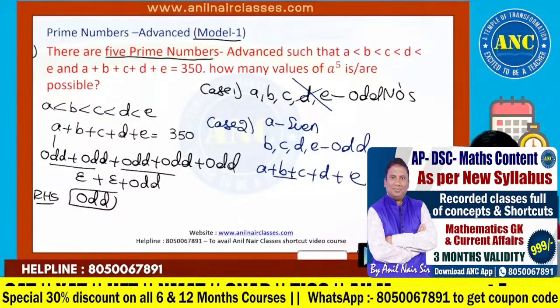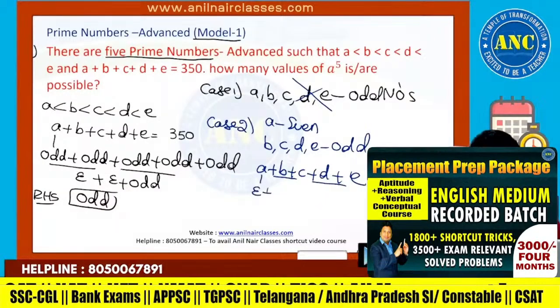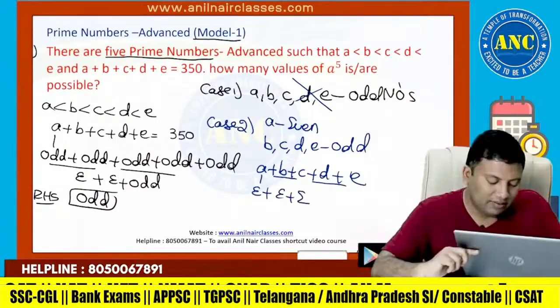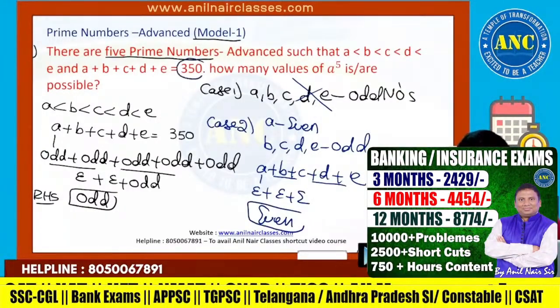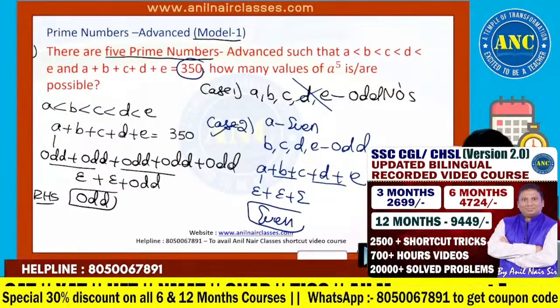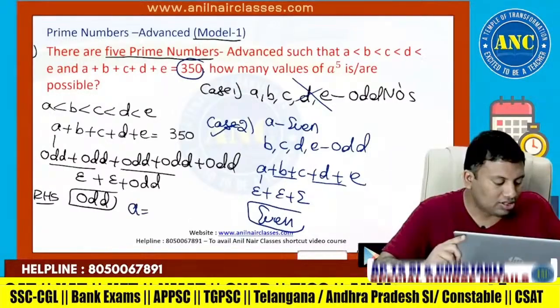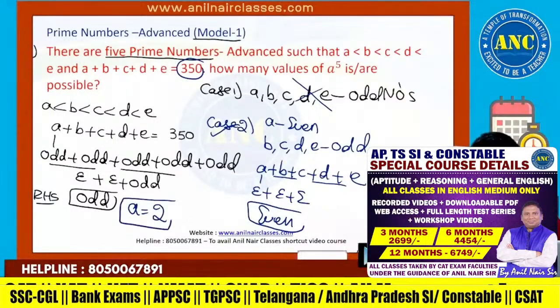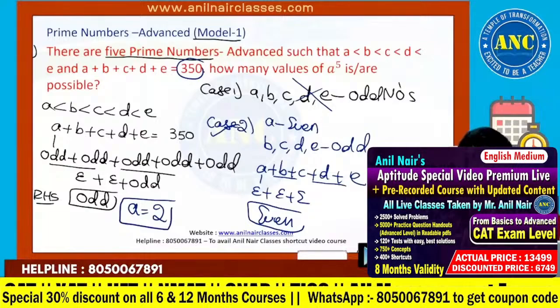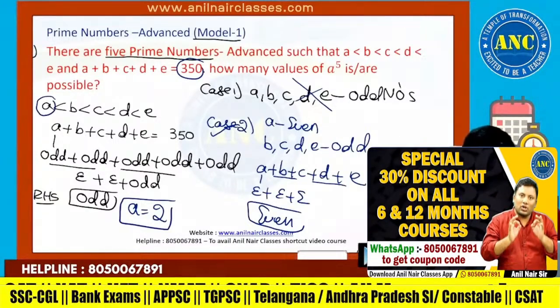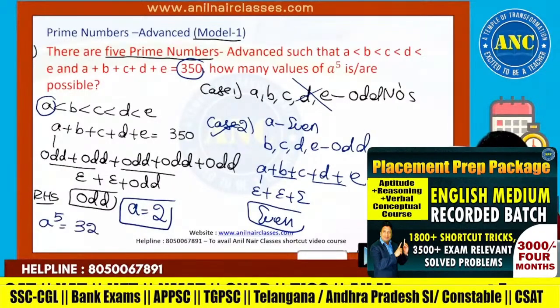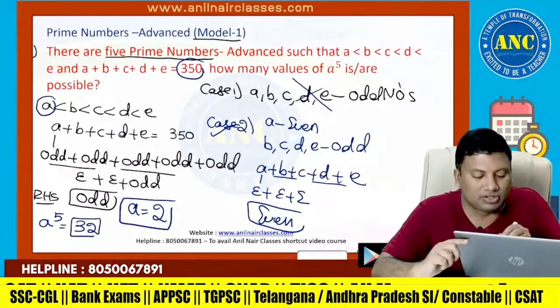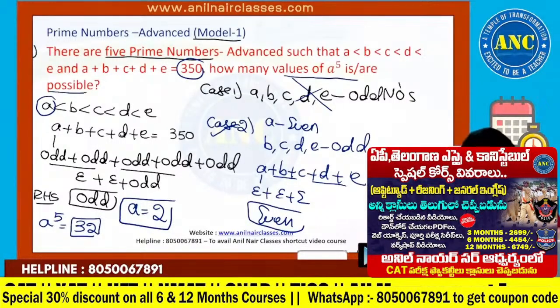Odd plus odd, even. Odd plus odd, even. These are even, even, even. Even plus even is even. The right hand side is an even number. This case is satisfied. The lowest prime number that is even is 2. So here the lowest is nothing but A. How many values of A power 5 are possible? A power 5, 2 power 5, 32. Only one value is possible and the value comes out to be 32.